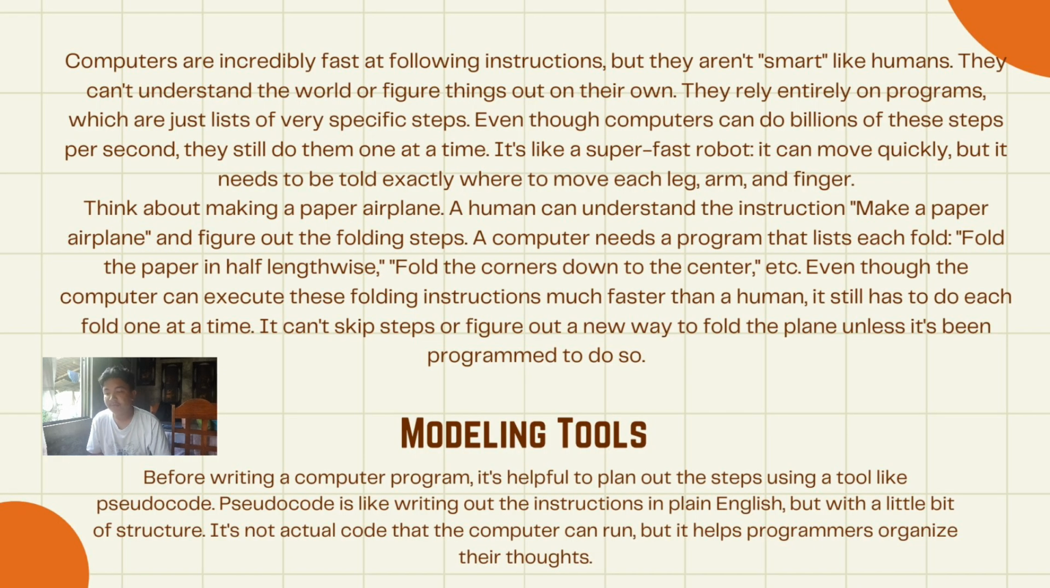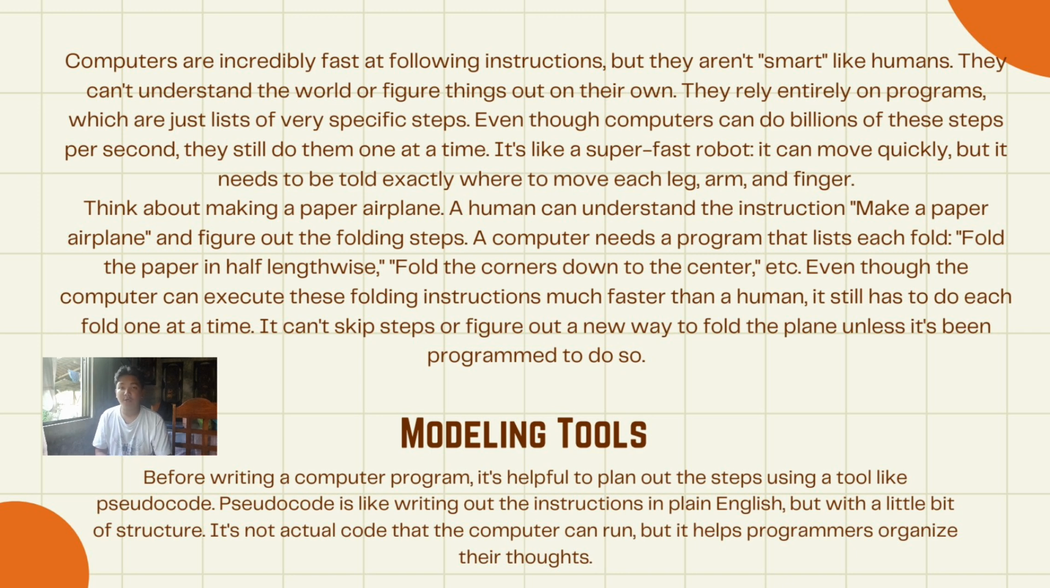Computers are incredibly fast at following instructions, but they aren't smart like humans. They can't understand the world or figure things out on their own. They rely entirely on programs, which are just lists of very specific steps. Even though computers can do billions of these steps per second, they still do them one at a time. It's like a super fast robot. It can move quickly, but it needs to be told exactly where to move each leg, arm, and finger.